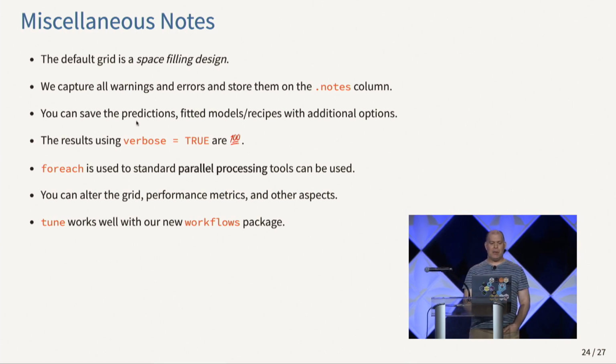There's a bunch of options. If you want to save the out-of-sample predictions, or save the model for each fold or the recipe, you can do that and show it here. There are options for all sorts of grid stuff and performance metrics. There's a lot I just sort of glossed over.